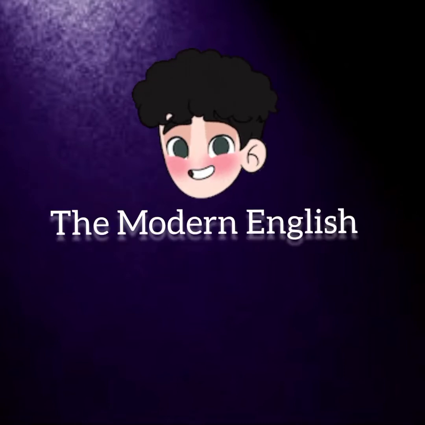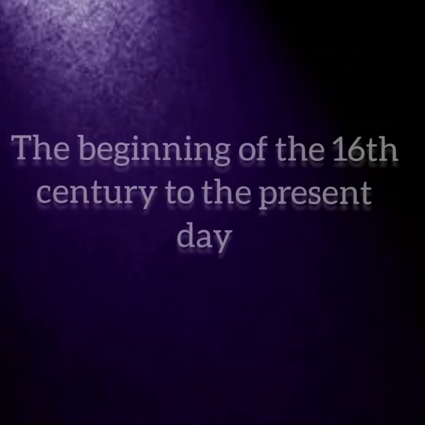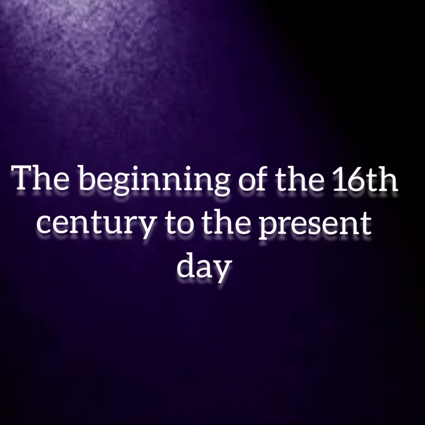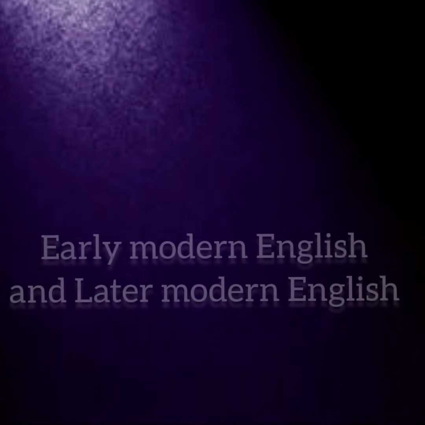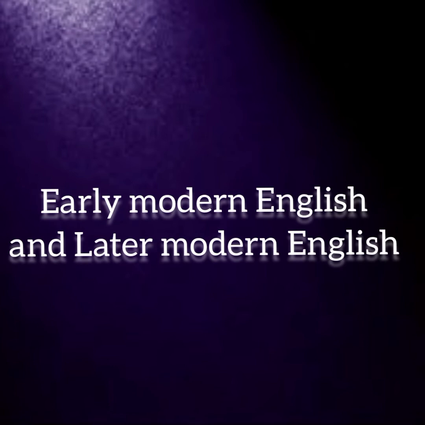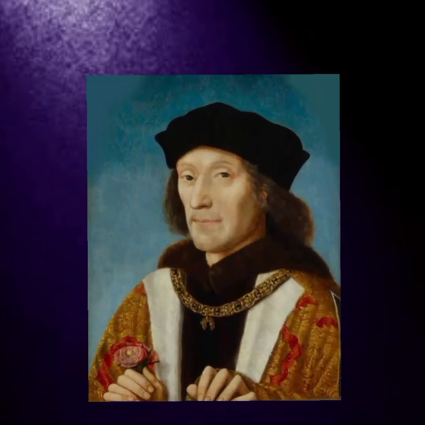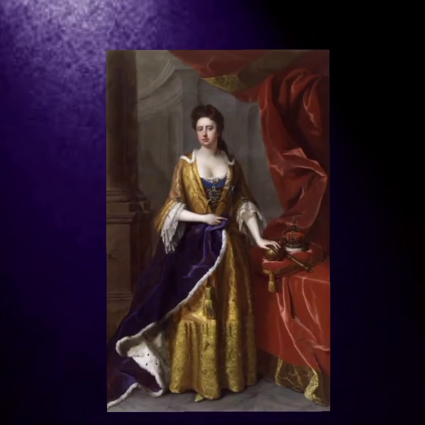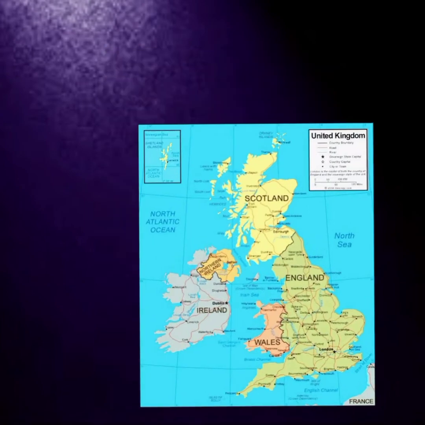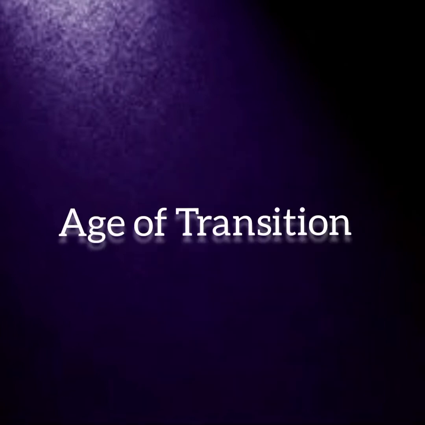The Modern English period extends from the beginning of the 16th century to the present day. Modern English is subdivided into Early Modern English and Later Modern English. The Early Modern English covers the period from the end of the reign of King Henry VII to the accession of Queen Anne. The period between the close of the Middle Ages and the beginning of the Renaissance is called the Age of Transition.